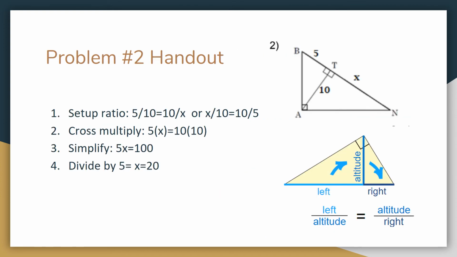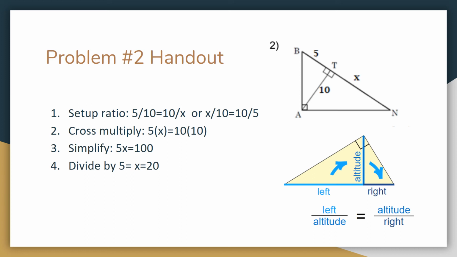So I just wanted to do number 2 out of the handout. I recopied the diagram from the previous page where we have left and right and so forth. The triangle above almost looks like it's flipped over and rotated, but let's look at how we would set this up. The triangle on the left, which is ABT, the short leg is 5, and the altitude or the long leg is 10. So I went 5 over 10, short leg over long leg for triangle ABT.